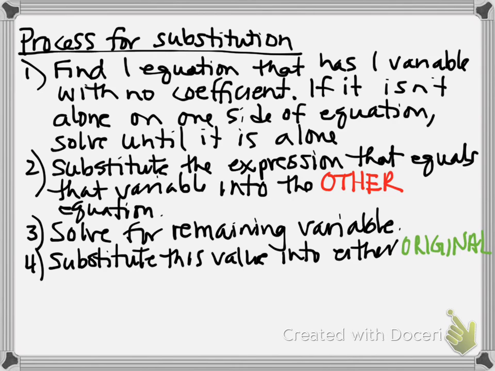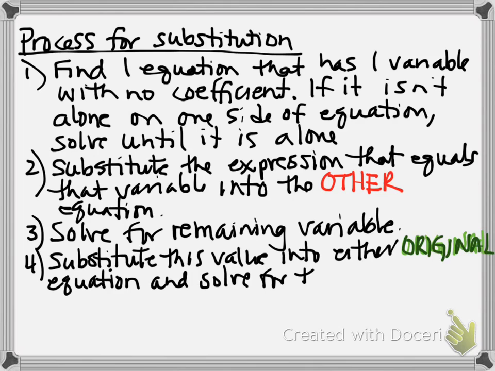So you're not going to go back to any equation. Let me do darker. You're not going to go back to an equation that you've done math to, because what if you've made a mistake? So you want to go back to the original equation. The original equation. And solve for the remaining variable.